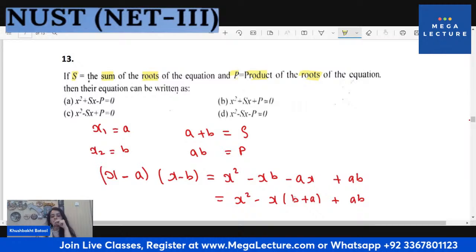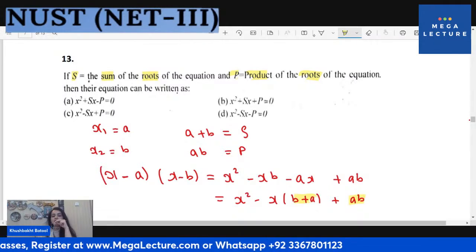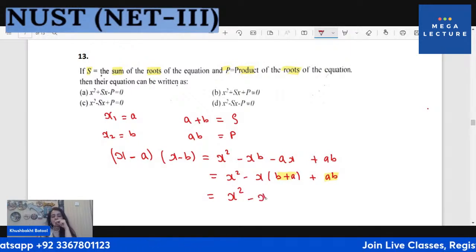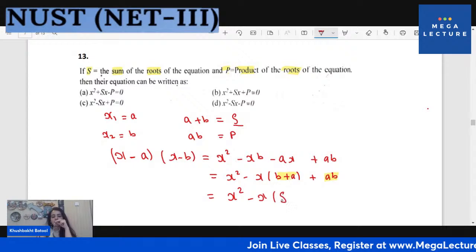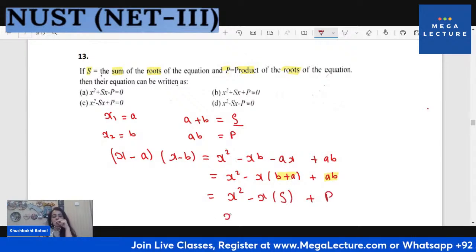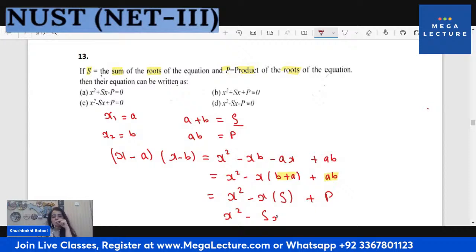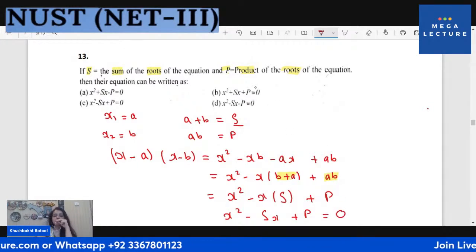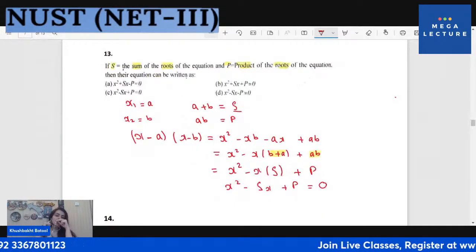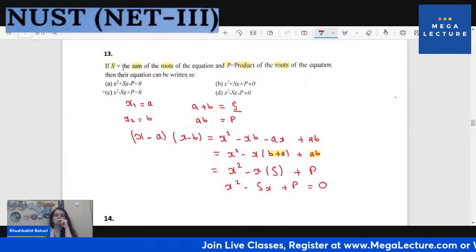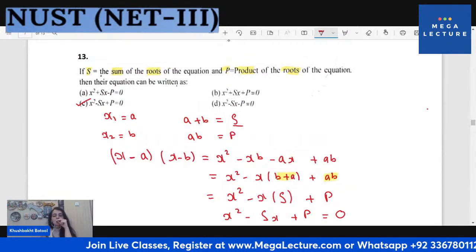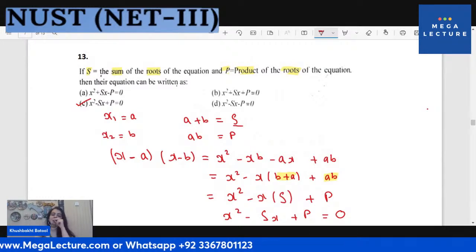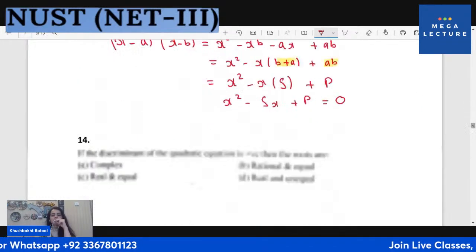Now I got b plus a and ab, and I can replace it with x squared minus x, b plus a is S, plus P. So I can write it as x squared minus Sx plus P equals 0. So this is going to be my quadratic equation. So the answer is going to be C in this case. So it was a simple question. You just need to think about things logically, and once you do that, you would get the answer automatically. All right, let's talk about the next one.